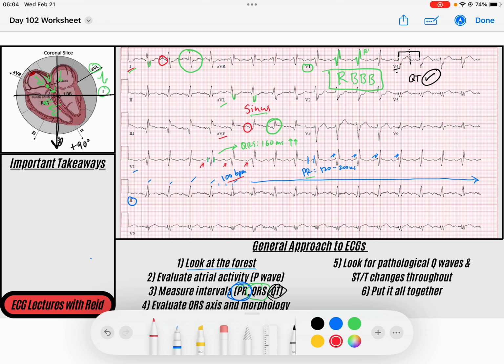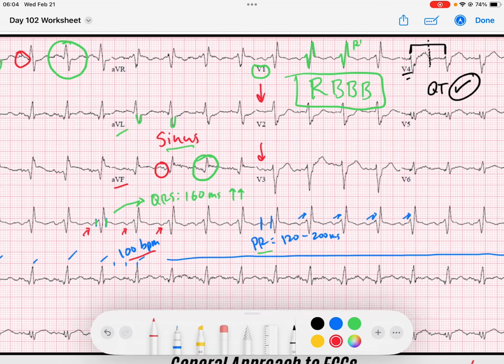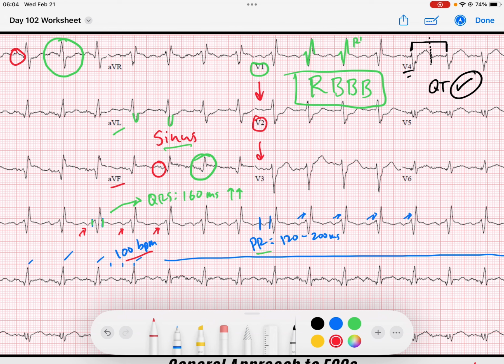And so now my last step is to look for pathological Q waves or ST changes, which talks to me about previous and current myocardial infarctions. So I look through my anatomical leads and I notice something. I'm going through my precordial leads here, and I look in V2 and I see, here's my baseline, we've got some ST depression in V2. And so ST depression makes me think of ischemia. And so I look around and I wonder, is there widespread ischemia?